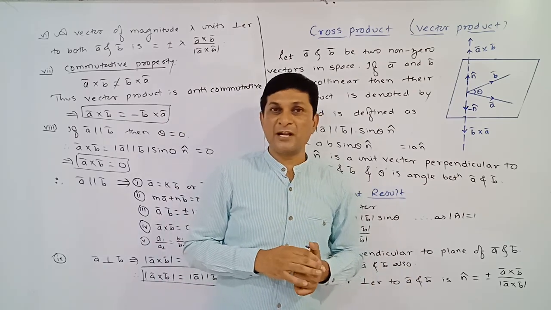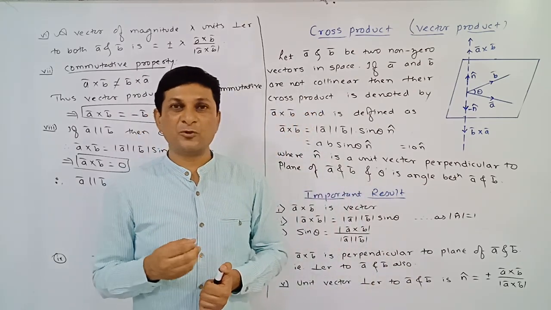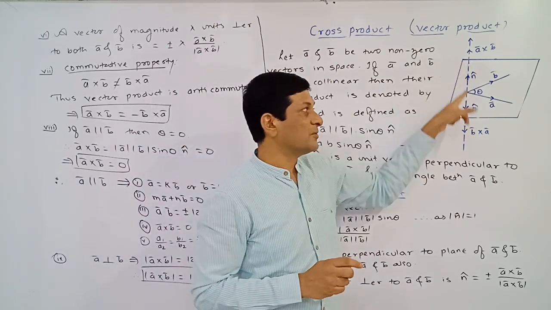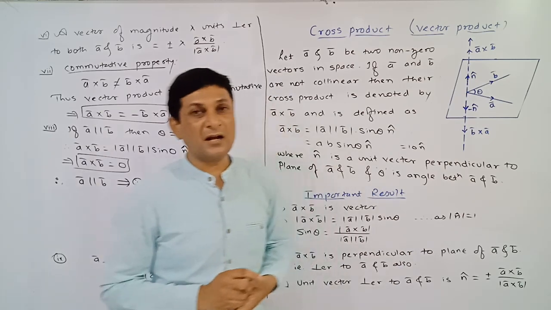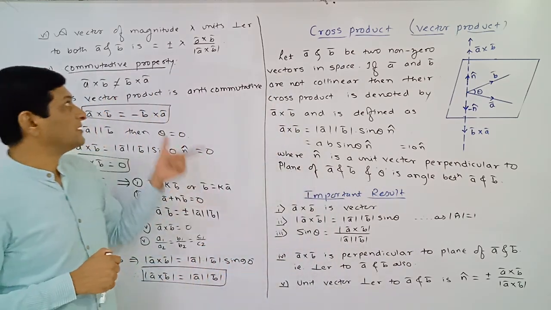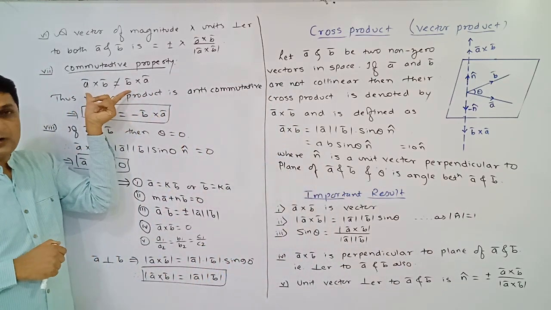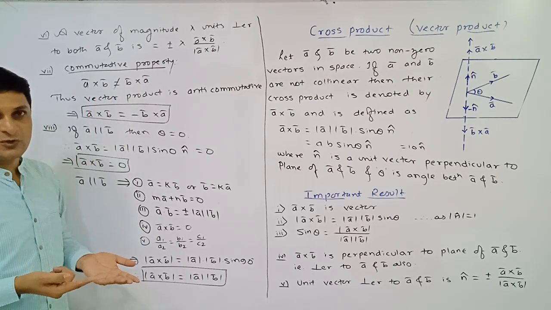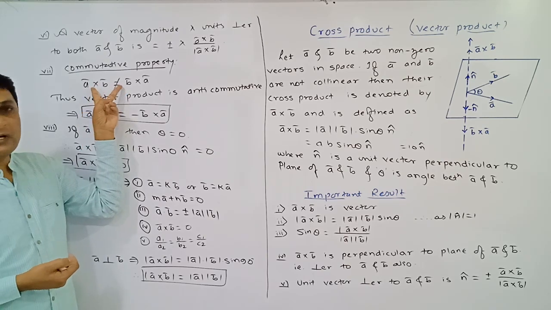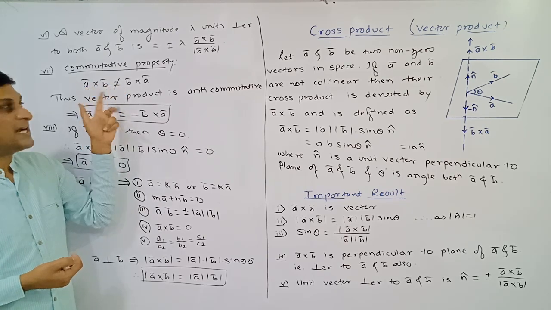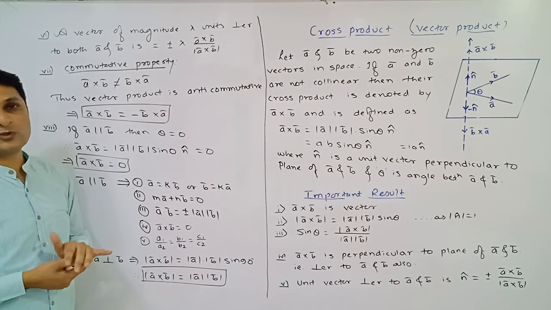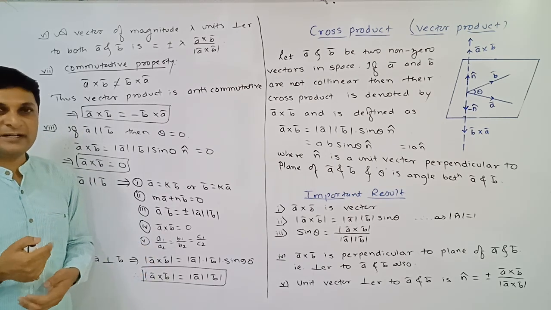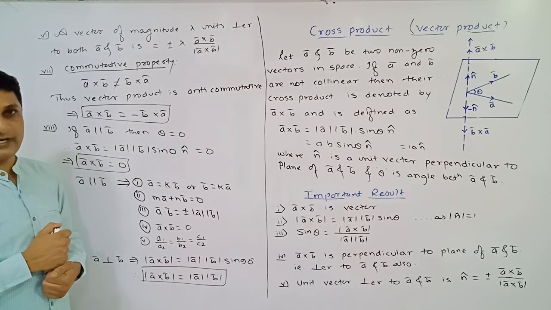But a bar cross b bar is what? A vector quantity. When can we say that two vector quantities are equal? Definitely their magnitudes are equal, but directions are opposite. That's why we cannot say that these two vector quantities are equal, because to say that two vectors are equal, their magnitude should be equal and direction should be the same. But here magnitudes are equal but directions are opposite. That's why we can say that a bar cross b bar is not equal to b bar cross a bar. Means we can say that the commutative property is not satisfied by the cross product.